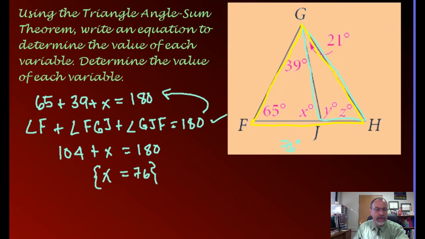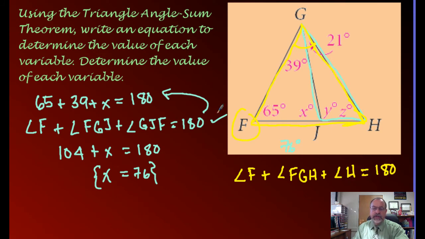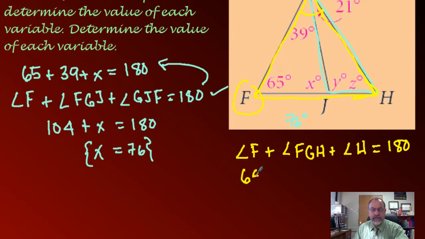Okay, I need to write my geometric equation first. So I know that this angle here, which is angle F, plus this angle here, which, because there's three angles here, I need to use three letters, so angle FGH, plus this angle here, which is angle H, is going to equal 180. So then I can go ahead and use substitution. Angle F is 65. Now this angle here goes all the way across, so it's this angle here, which is 39, plus this angle here together, so that's going to be 60. And then plus angle Z here, which is angle H. So by substitution, I can get all those values in there.